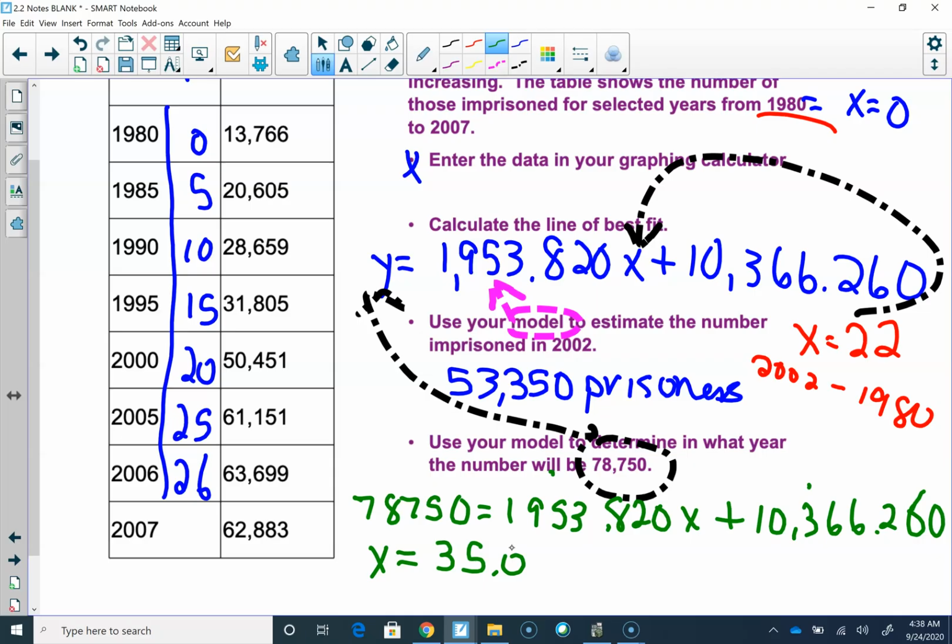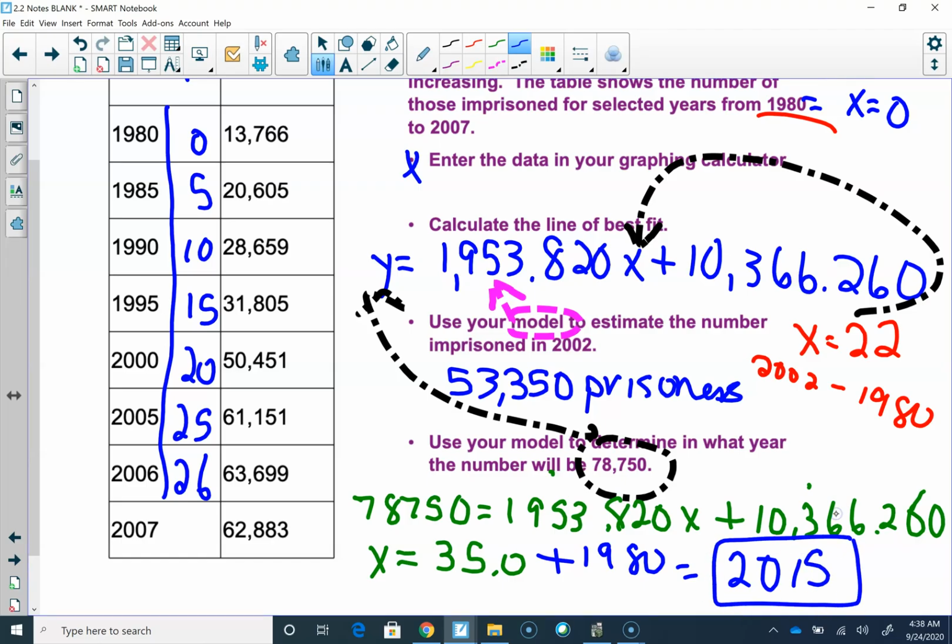So year 35, how do I find that? I would take 1980, my year 0. By the way, I changed that to a 6. 1980 plus the 35 to get me 2015.